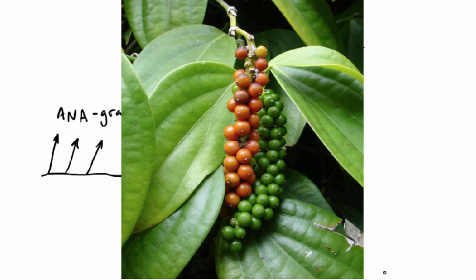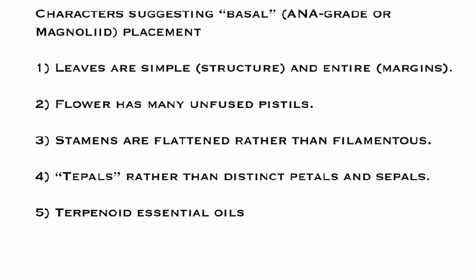Let's leave Piper nigrum up for a little bit because I want to talk about the smelliness, which is a recurrent theme within the Magnoliids. The class of organic aromatic chemicals that we're talking about here is the terpenoids. I had this up on the previous list. Here it is. Terpenoid essential oils.